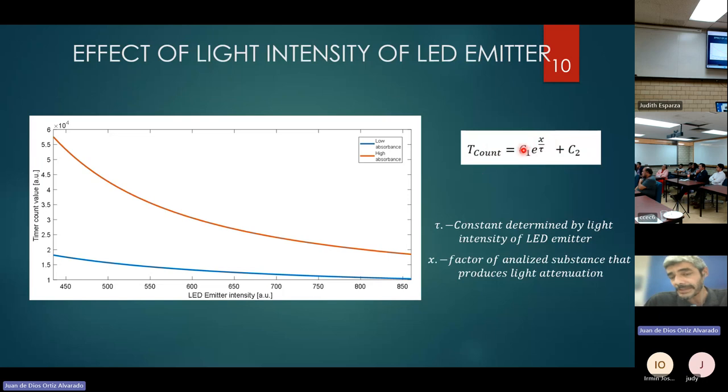And this is the response function that describes the timer count value as a function of the optical factor of the analyzed sample, that is correlated, for example, to concentration or absorbance. And tau is a constant that is related to the intensity of the LED emitter. If we increase this value, we can see that at low absorbance values we have a higher sensitivity. But at low absorbance where the emitter LED intensity is higher, we produce less sensitivity on the timer counter. And then it is necessary to establish what is the optimal intensity for the LED emitter.